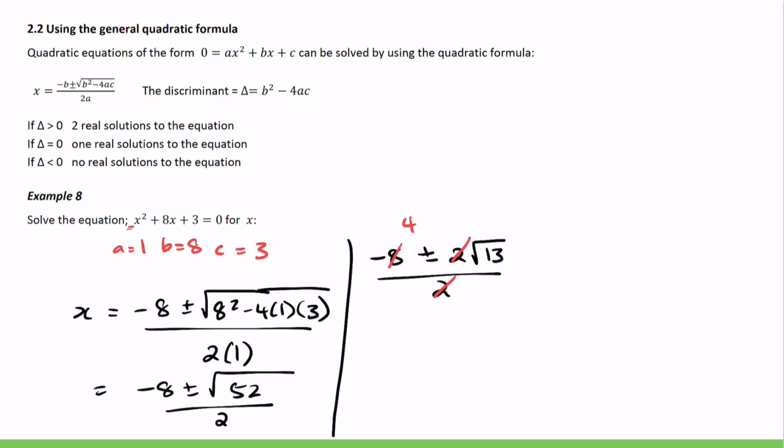That becomes 4, and then that means that x will be negative 4 plus root 13, and negative 4 minus root 13. So that's how I can use the quadratic formula in order to solve for my x-intercepts or x values.